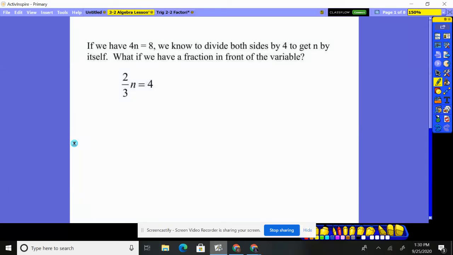Okay, taking a look at this. Let's say we have 4 times n equals 8. Well, to solve that, we know we have to divide both sides by 4 to get n by itself, right? So what if we have a fraction in front of the variable? What are we going to do then?